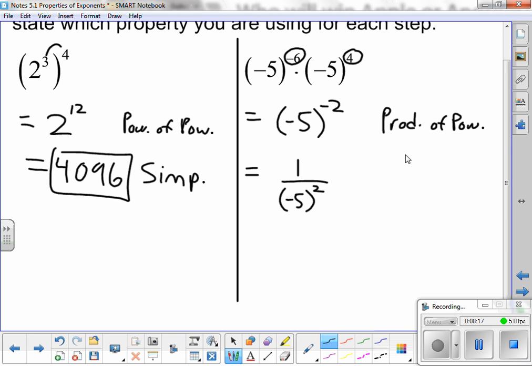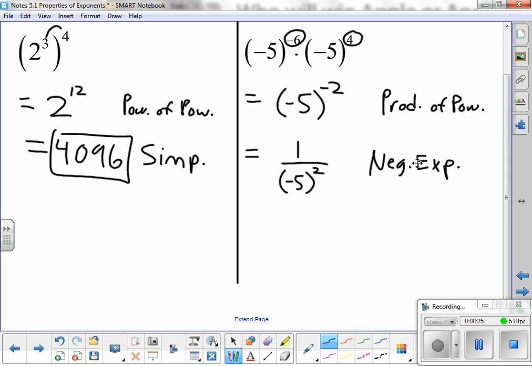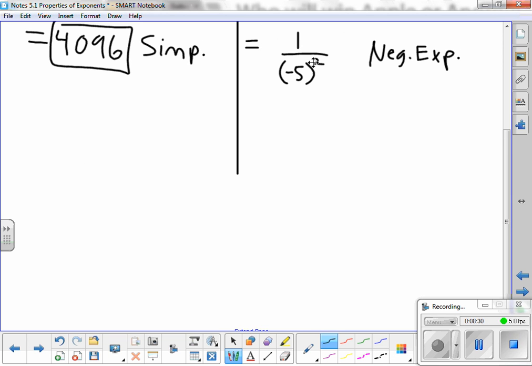5 squared, negative 5 squared. So that's the negative exponent property. And one last thing is we can actually evaluate this, because we do know what negative 5 squared actually becomes, which is 25. That's called simplifying.